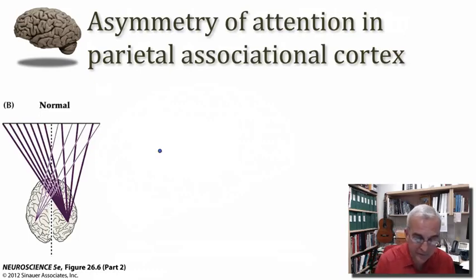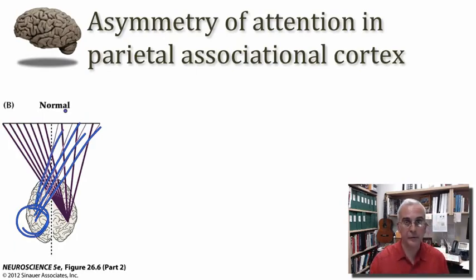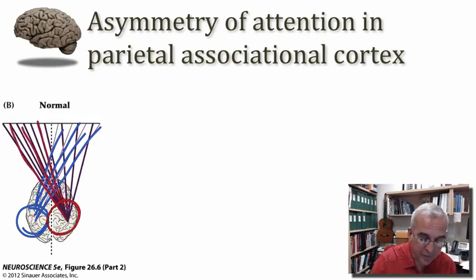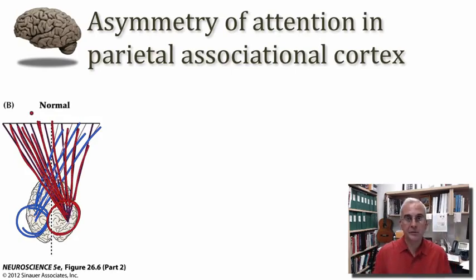Notice that for the left parietal cortex, attention is focused across the midline to the right side of the visual world. However, for the right parietal cortex, attention is distributed throughout the entire visual field. There may be a bias towards the contralateral side, that is, attention may be focused more particularly on the left side of the visual world than the right, but there does seem to be an asymmetry.